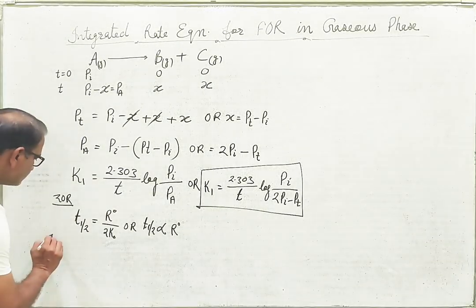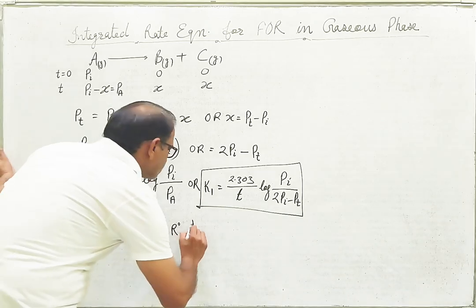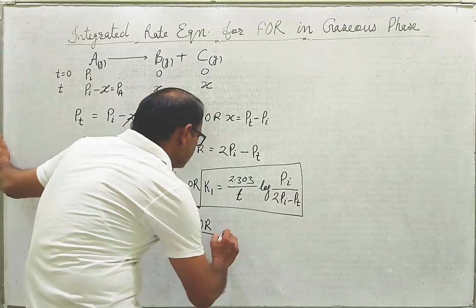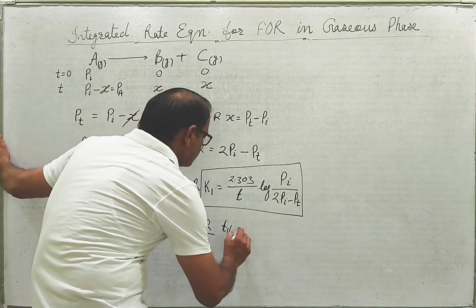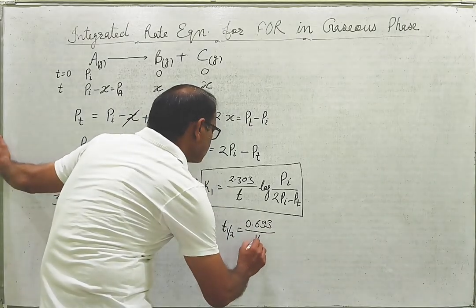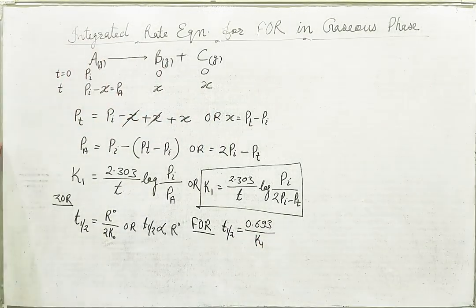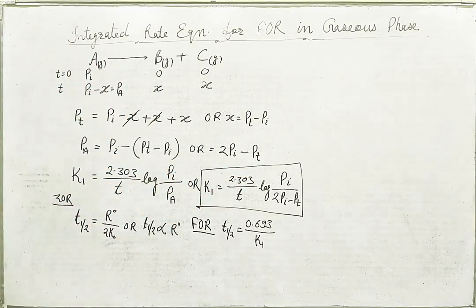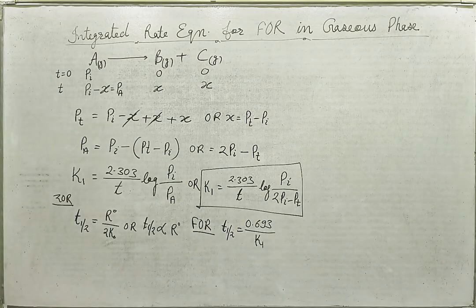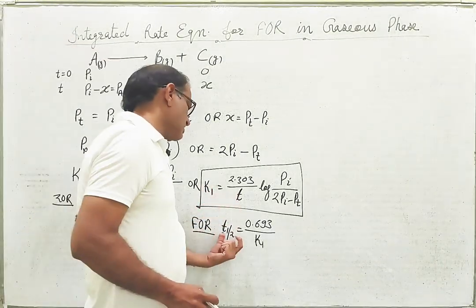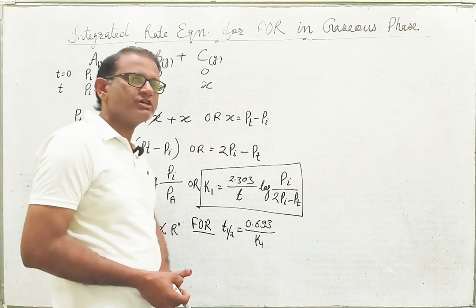Now for first order reaction, what we have calculated, T half is equal to 0.693 upon K1, am I right? It means the T half for first order reaction is independent of initial concentration of a reactant. Whatever concentration you are taking, it doesn't matter for the value of half life of first order reaction.